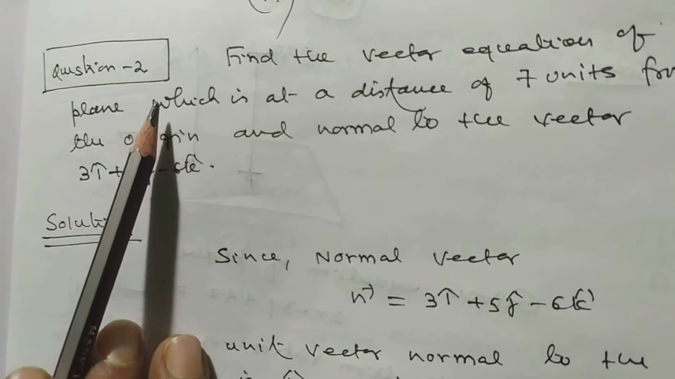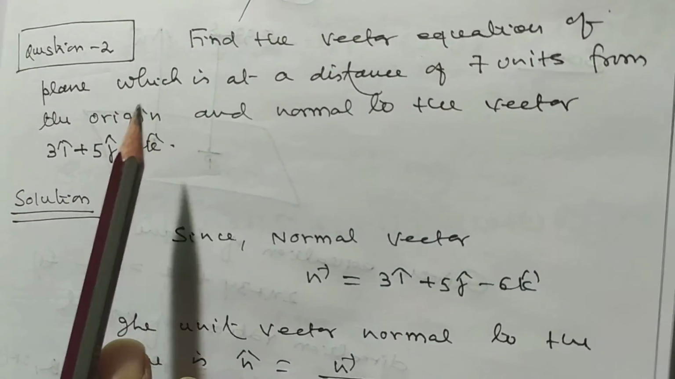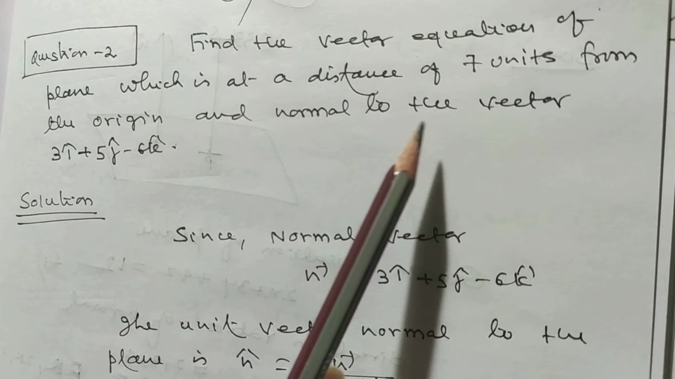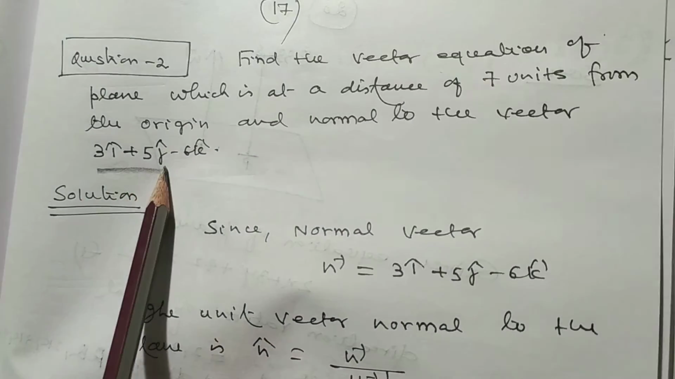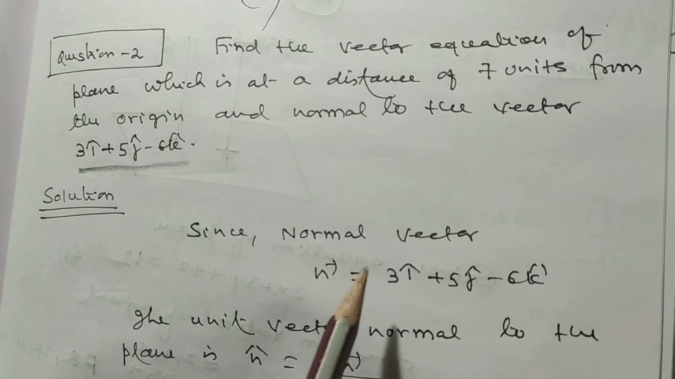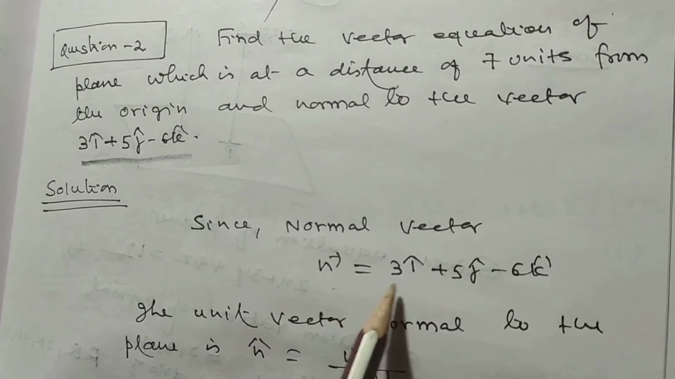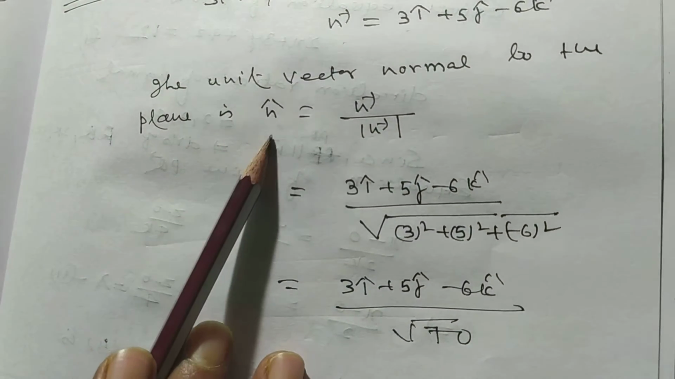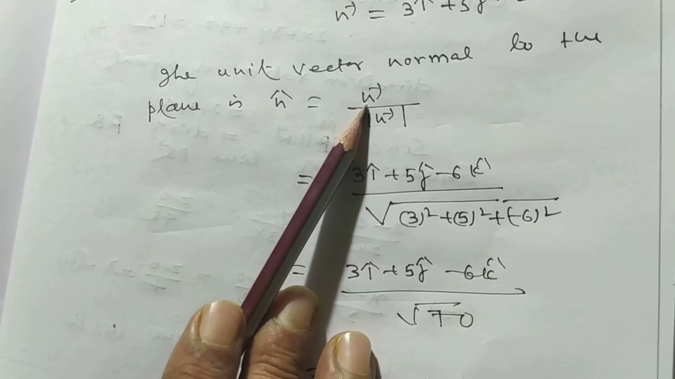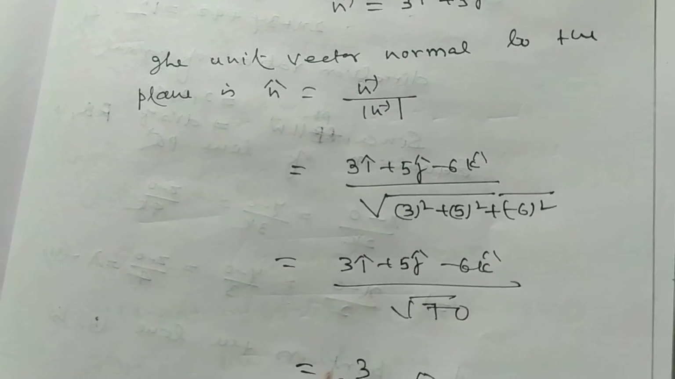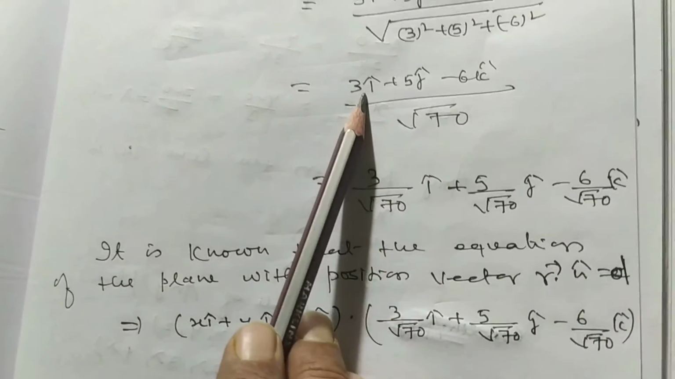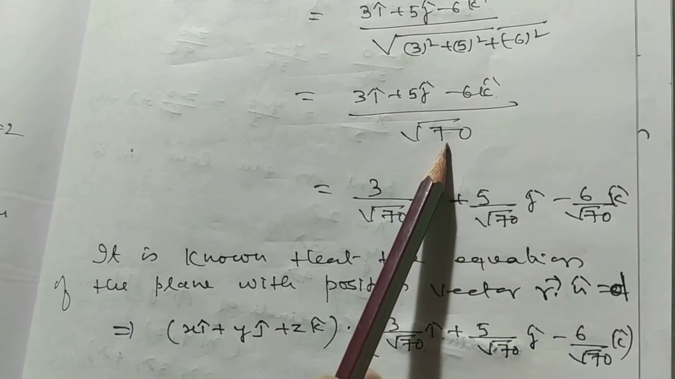Now, I want to discuss question number 2. Find the vector equation of the plane which is at a distance of 7 units from the origin and normal to the vector 3i plus 5j minus 6k. Since the normal vector n is 3i plus 5j minus 6k, the unit vector normal to the plane is n cap, which is vector n divided by its magnitude. So the unit vector is 3i plus 5j minus 6k over root 70.